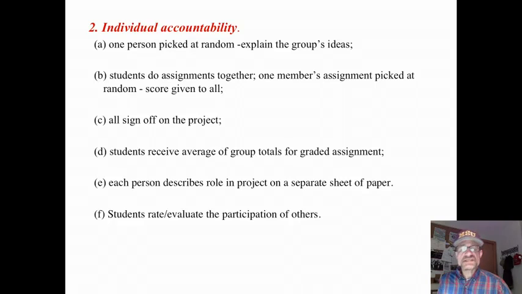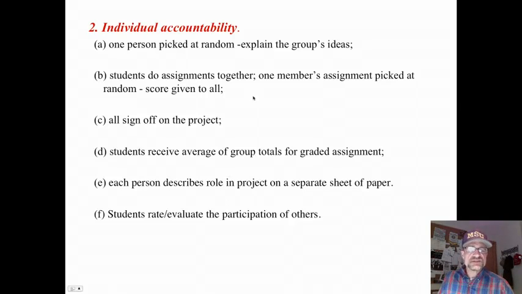Second, it has individual accountability somehow. There are no individual hitchhikers. The performance of each individual is assessed somehow. And I give this emphasis to greater and lesser degrees, and I would be careful on some of this, but one person is picked at random to explain the group's ideas. Count off, draw a number, okay, you will be describing what your group did. Students do assignments together. One member's assignment is picked at random and the score given to all.